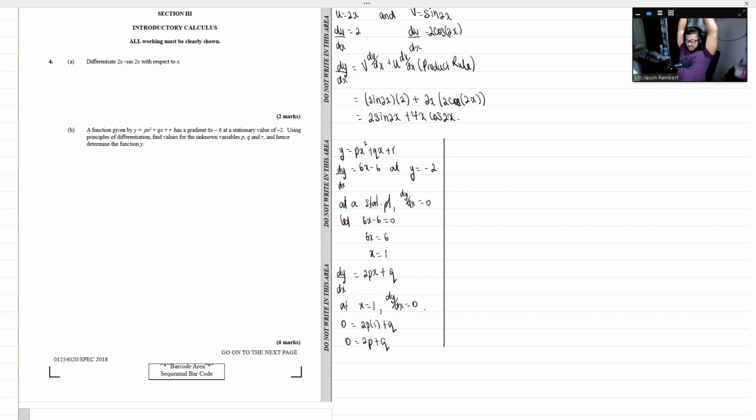Find the values. I'm stumped. Alright, I will come back for number 4.